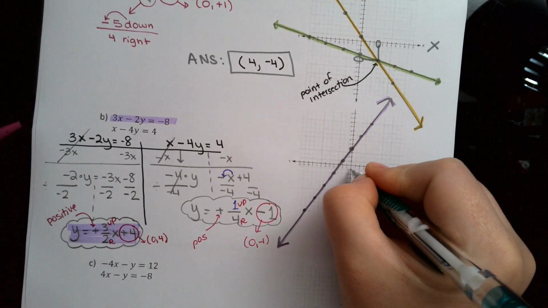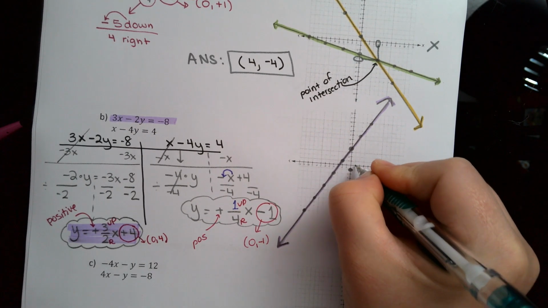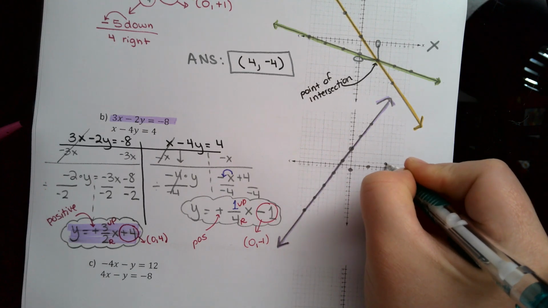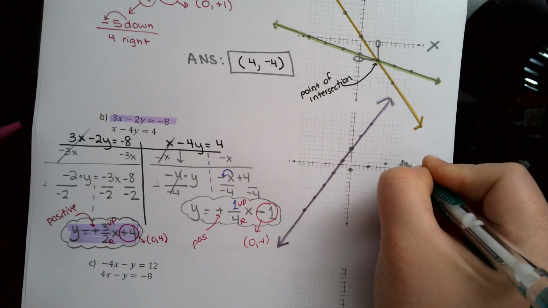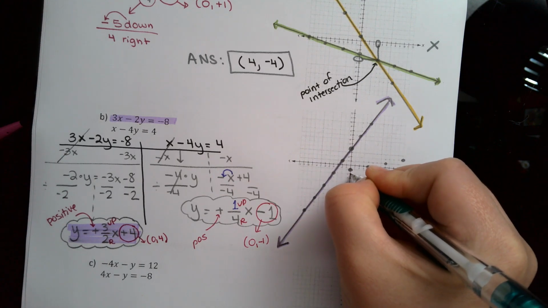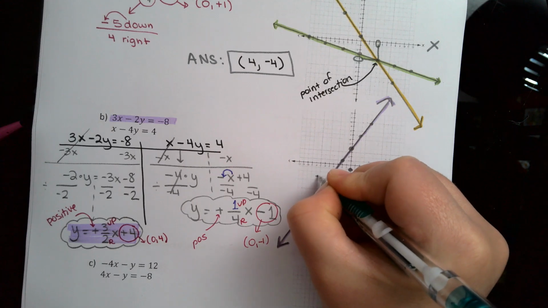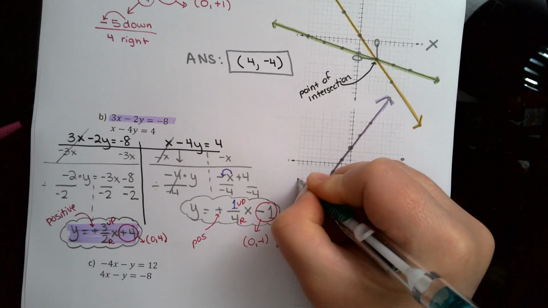So let's start at -1. Up 1, 1, 2, 3, 4. Okay, and now the other way. Down 1, 1, 2, 3, 4. Good.